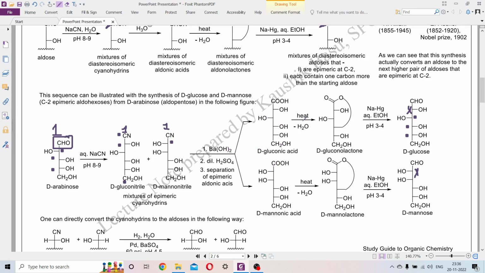If you heat them, they will form the gamma lactone, where the C4 OH will form the lactone with the carboxylic acid. So you get D-gluconolactone and D-mannonolactone, which have already been separated. Now you have to reduce these lactone groups into CHO by carefully controlling the pH at 3 to 4, because if you increase the pH above 5, then these will be completely reduced into CH2OH, and in that case you will end up with glucitol and mannitol. That's what you don't want. You want these to be stopped at the aldehyde stage, so you control the pH at 3 to 4.